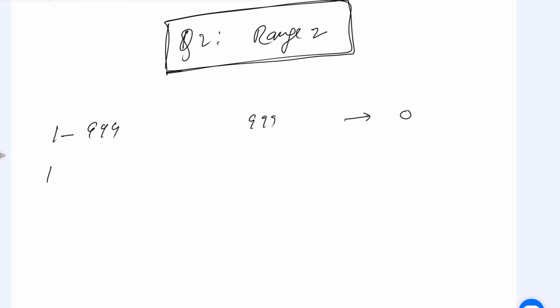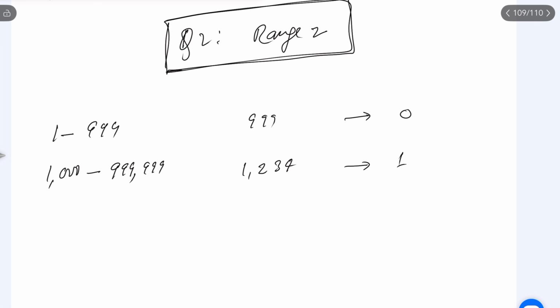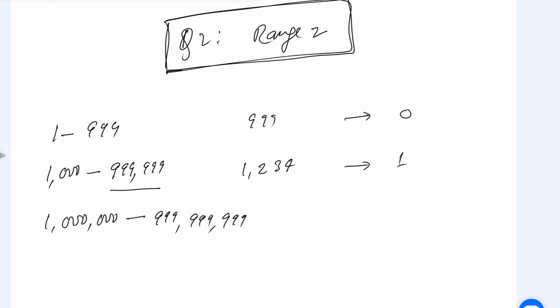But if we write the range from 1000 up to 999 comma 999, for example 1 2 3 4, how many commas will we get? 1 comma only. If we go beyond this, it means 1 comma 000 comma 000, and then it can go up to 999 comma 999 comma 999 like this.